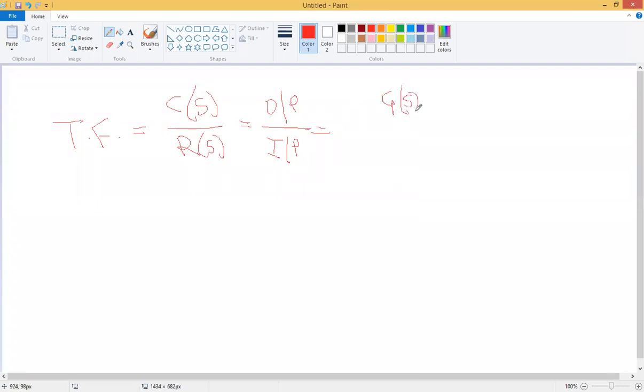G of S upon, in bracket, 1 minus plus G of S into H of S. Okay, so this is the formula. So always keep it in mind whenever you are calculating transfer function.